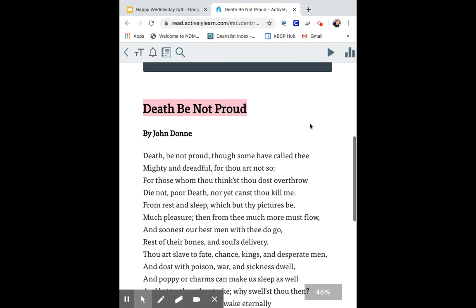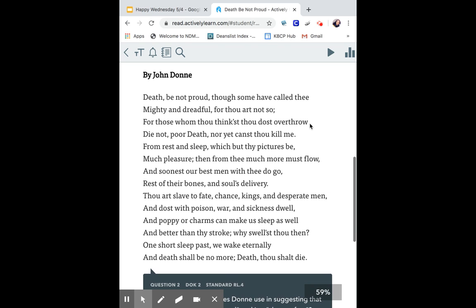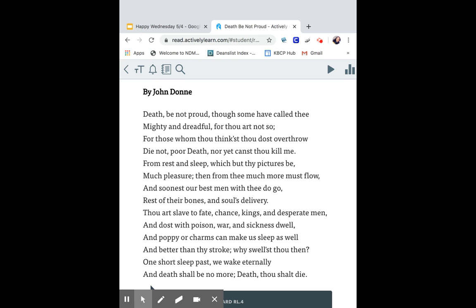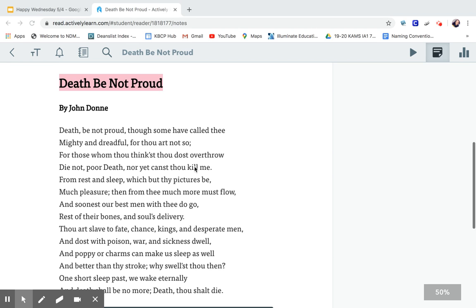So the poem is Death Be Not Proud. Death Be Not Proud is by John Donne. So we're gonna hop right on in. Along with hopping right on in, we're gonna look at some of these words that are old English, and it may not be something that we actually know, which is totally fine. I'm okay with that, okay? All right. So let's go ahead and start reading.